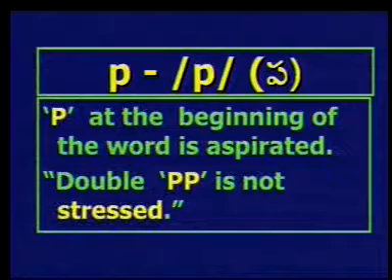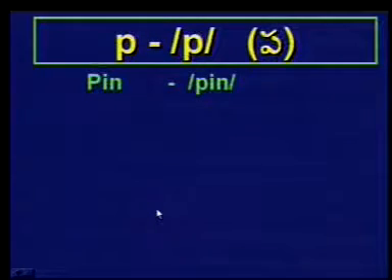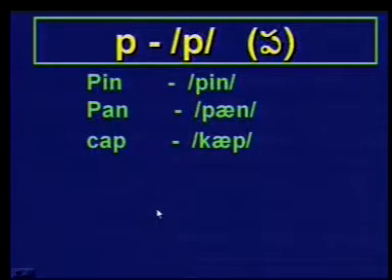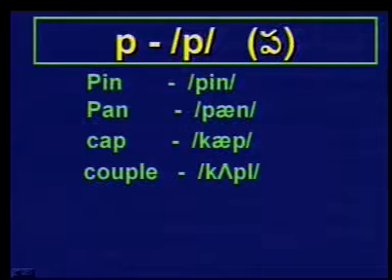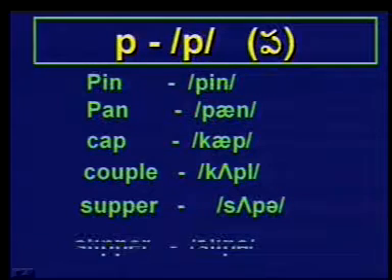If we take the first sound, the letter P, which is also shown by the symbol P, put in slant lines, it is exactly like the Telugu sound Pa. We have to remember, P at the beginning of the word is aspirated. There is another standard instruction: double P is not stressed in English language. Look at the words: pin, pan, cap, P in the end, couple, P in the middle, supper and slipper.